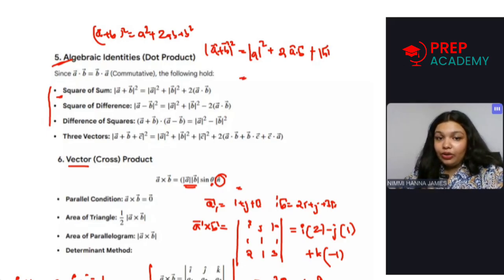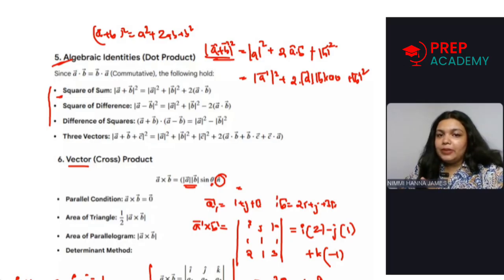Okay, so here a dot b is what? Mod a mod b cos theta, right? So that's how we do it. Mod a squared plus 2 into mod a mod b cos theta plus mod b squared. So that's the equation for mod (a plus b) the whole square.